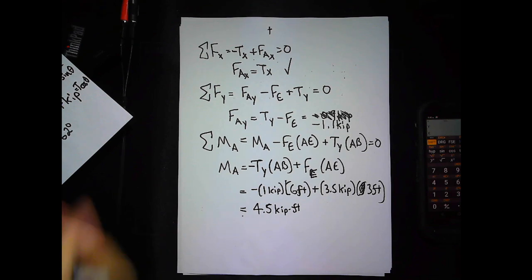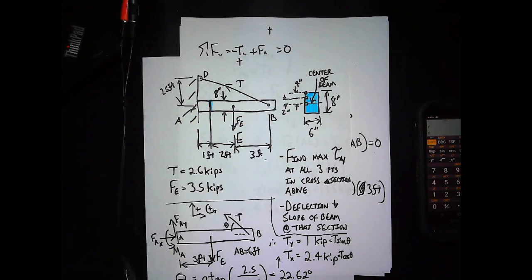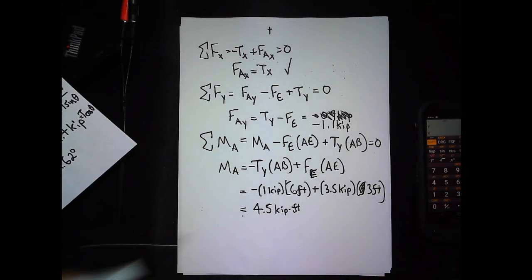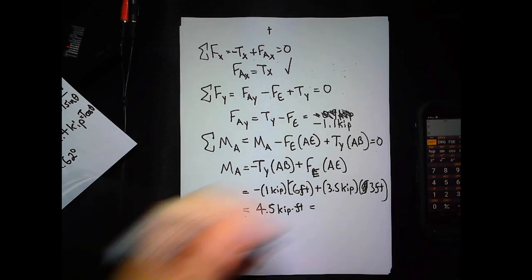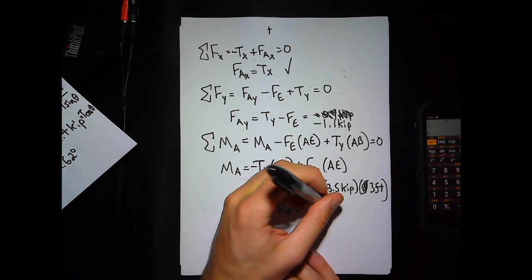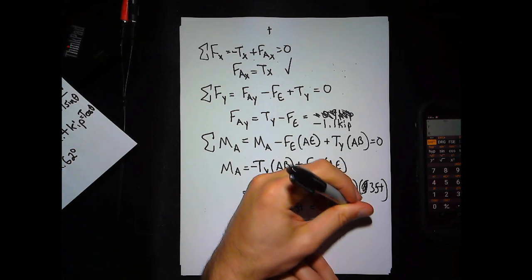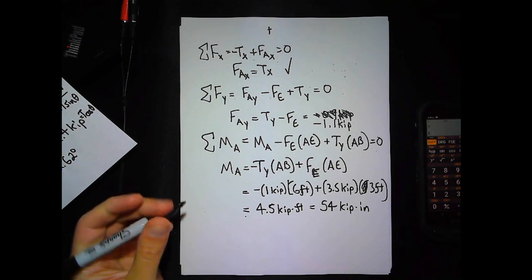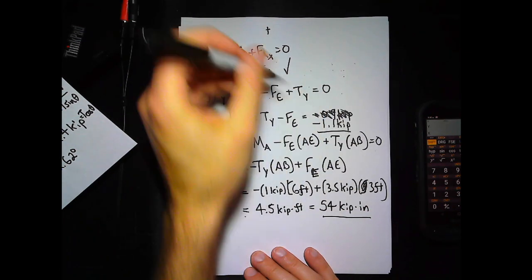And I notice that my cross-section dimensions are all in inches, and usually stresses are in PSI, or pounds per square inch. So I'm just going to convert this into kip inches right now. So that's 54 kip inches. Great. All right, so those are all my reaction moments and forces.